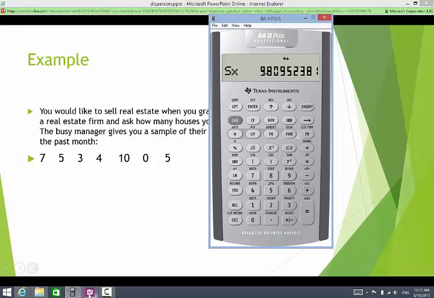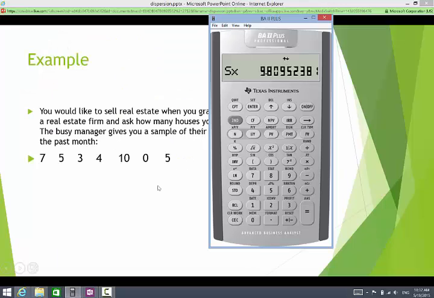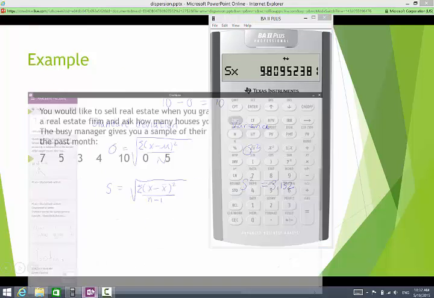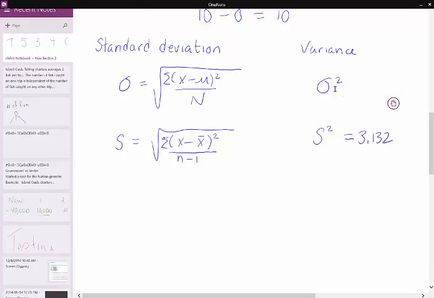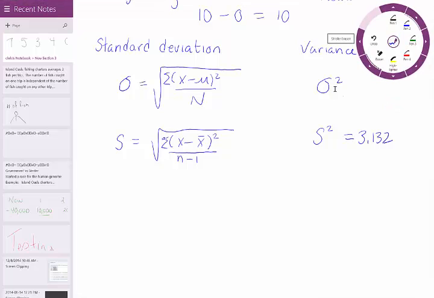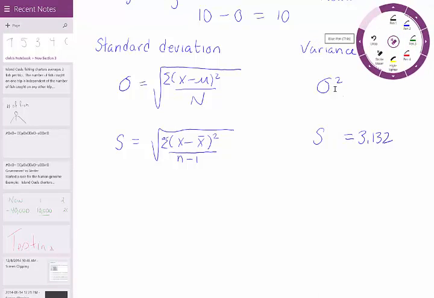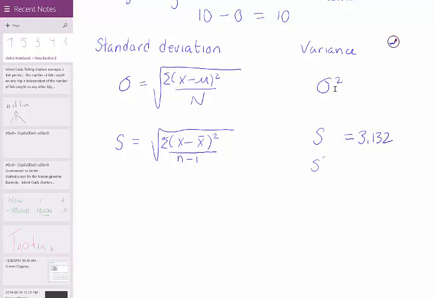So if I go back, my standard deviation is 3.132, and my variance is 9.809, or 9.810 if we want to round. So sorry, that was my standard deviation. Watch this, I'll fix it. And my variance is 9.